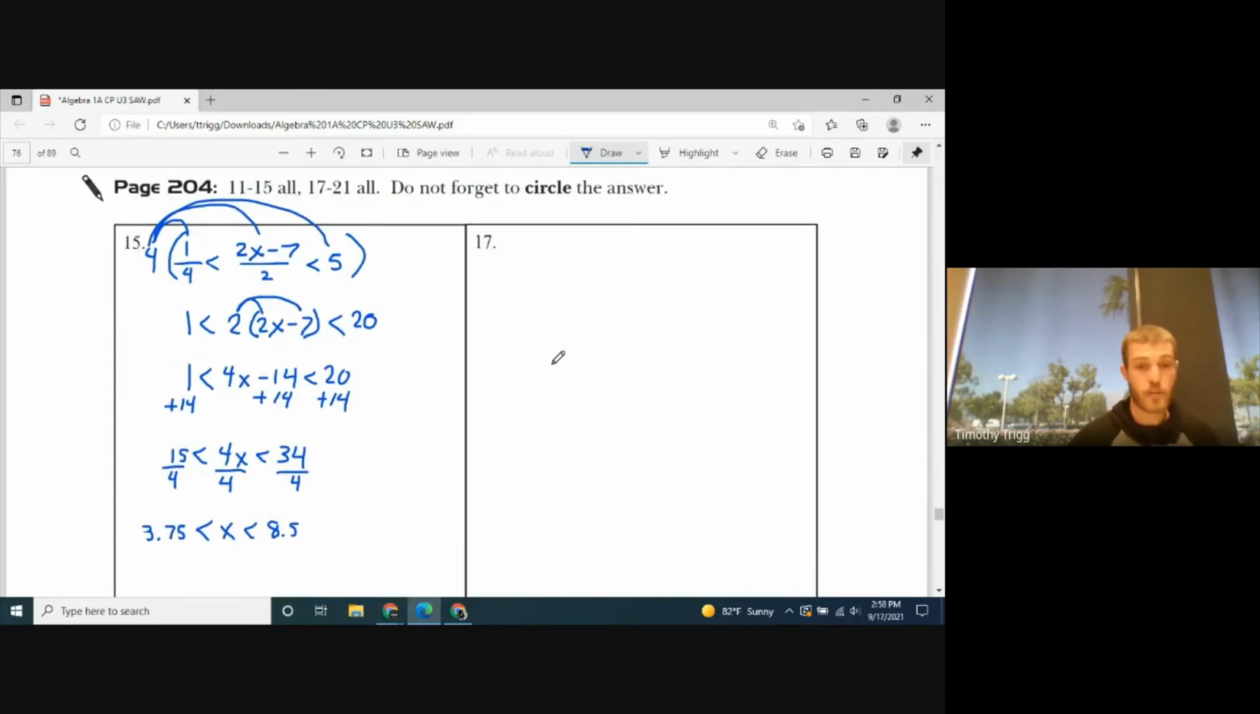17. Okay, so these are a little bit different. These are what we call OR statements. Okay, notice when you look at number 17 there, it says 6b minus 1 is less than negative 7. Or, and then we have 2b plus 1 is greater than 5. So let's go ahead and solve each of these separately.